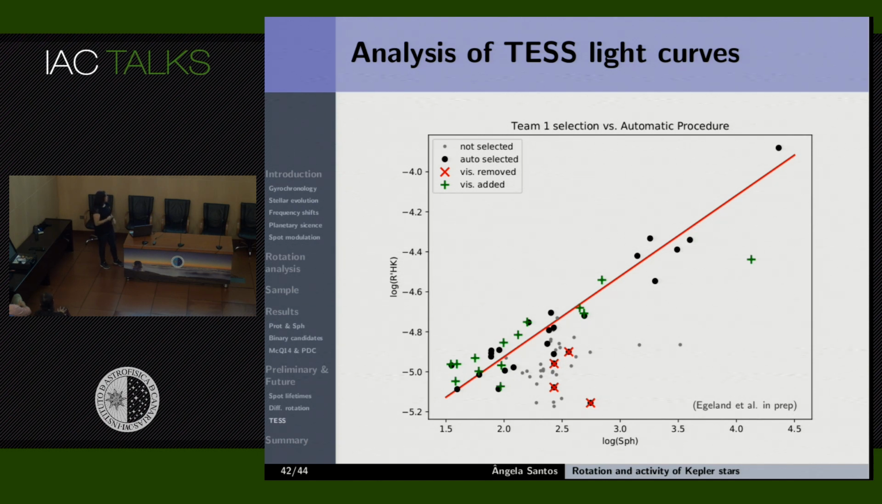Well, and this is the SPH that we measure from the light curves. And this is the activity-activity relation, the fit to the activity relation. So the black dots are the ones that were automatically selected based on the criteria that I mentioned before. And then we have the green plus signs and red crosses, which are stars that we remove or add after visually checking these stars.